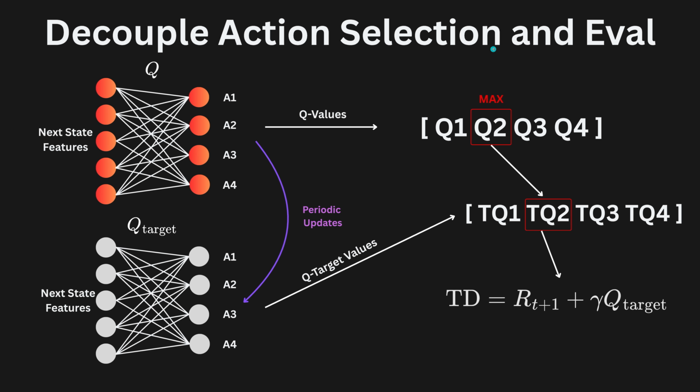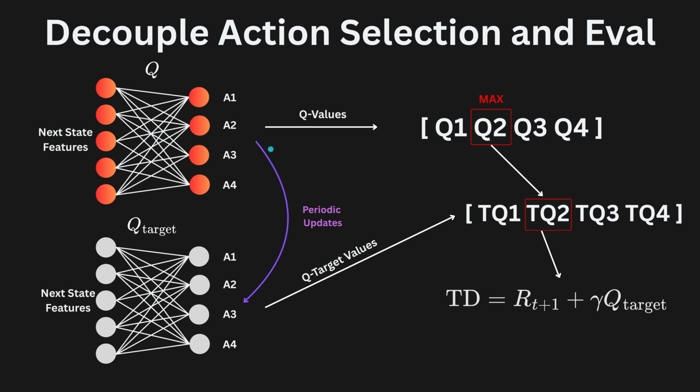Let's think about action selection first. I know that my Q model here is better than the Q target because the Q target is again a lagged copy. So if the Q model is better, then why not go ahead and pass in my next states into my Q model and get some Q values, right? I'll get Q1, Q2, Q3, Q4 for my different actions. And we're good to go.